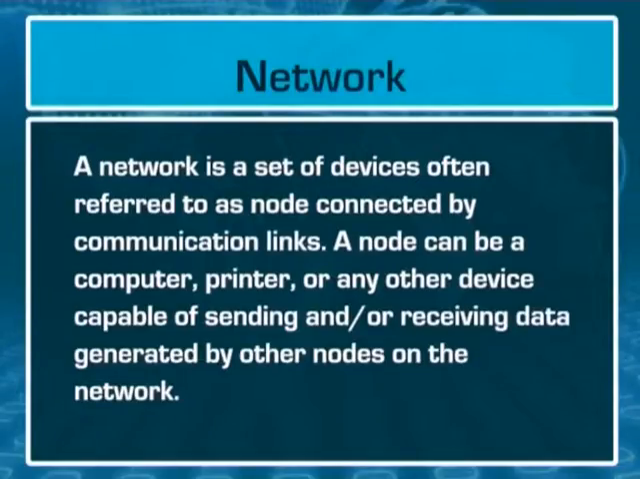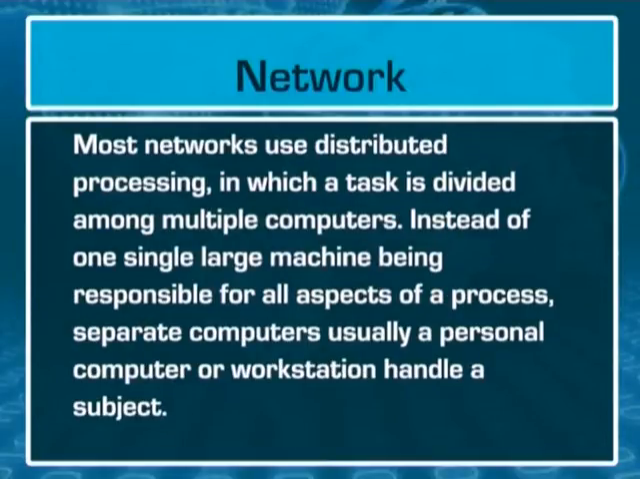A network is a set of devices, often referred to as nodes, connected by communication links. A node can be a computer, printer, or any other device capable of sending and receiving data generated by other nodes on the network. Most networks use distributed processing, in which a task is divided among multiple computers. Instead of one single large machine being responsible for all aspects of a process, separate computers, usually personal computers or workstations, handle a subset. A network must be able to meet a certain number of criteria.